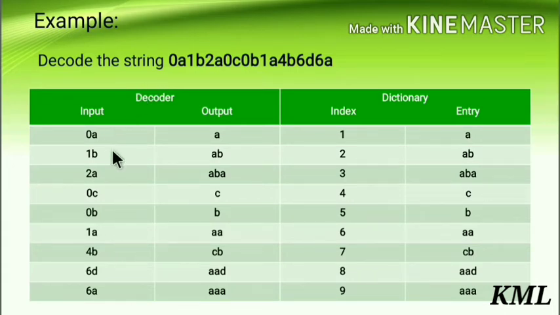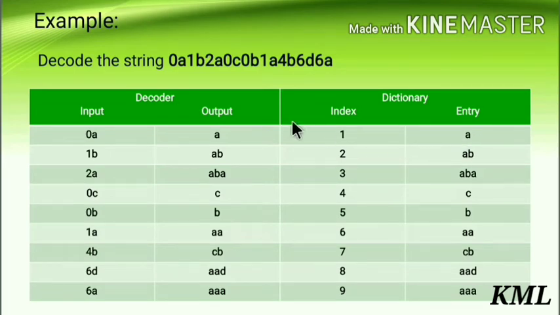Okay. So take the first input now, you have a 0a. Now whenever you have an index as 0, what you do, you write this letter directly in the output. So you get A here. Now start the index from 1 and write this output as it is in the entry column.